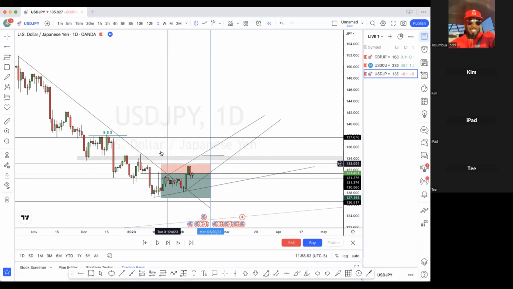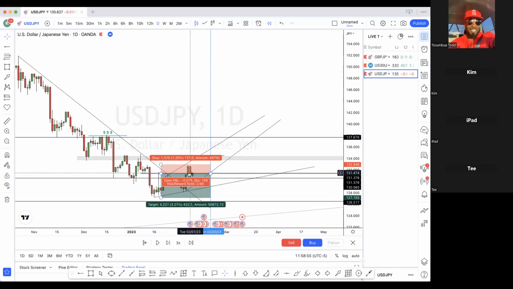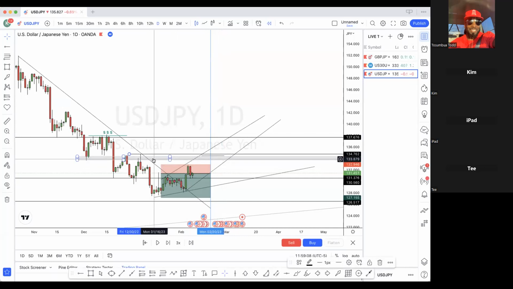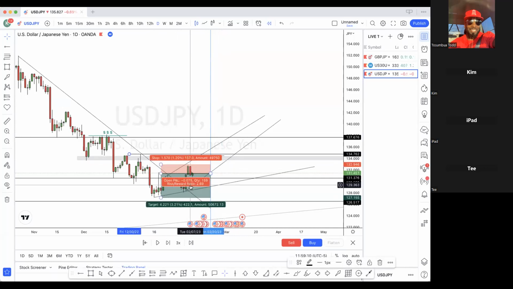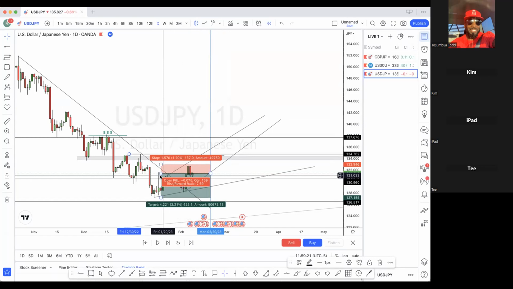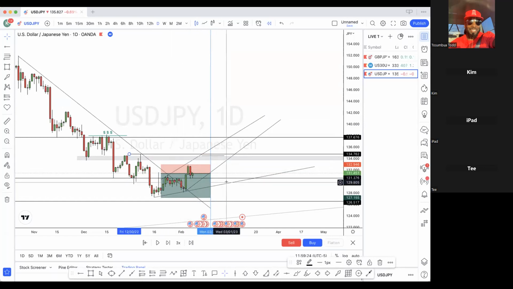Now, for me, once price breaks my trend line, I'm not looking for buys at that point, but I will be looking for buys if it breaks my high, if it breaks this last swing high. So if price comes and breaks through this zone right here, then now I'm expecting buys. So it did break this high.